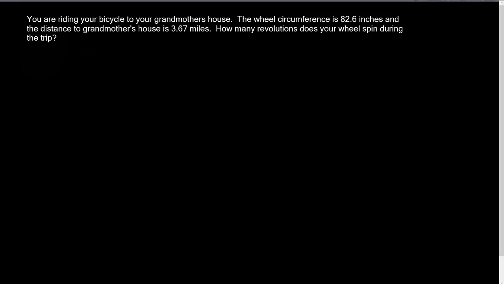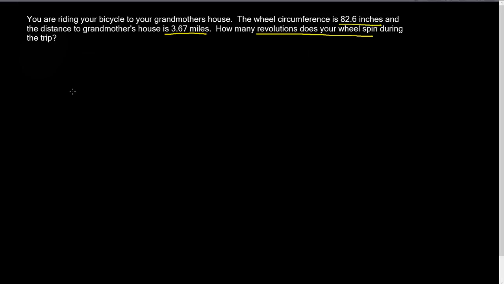So first thing we do is we want to read our problem and find out what are we asking and what do we know. So let's look at this. And I'm going to go ahead and do a little bit of underlining here. The first thing that I see is you're riding your bicycle to grandmother's house. Should be an apostrophe there. The wheel circumference is 82.6 inches, and the distance to grandma's house is 3.67 miles. How many revolutions does your wheel spin or turn during the trip?